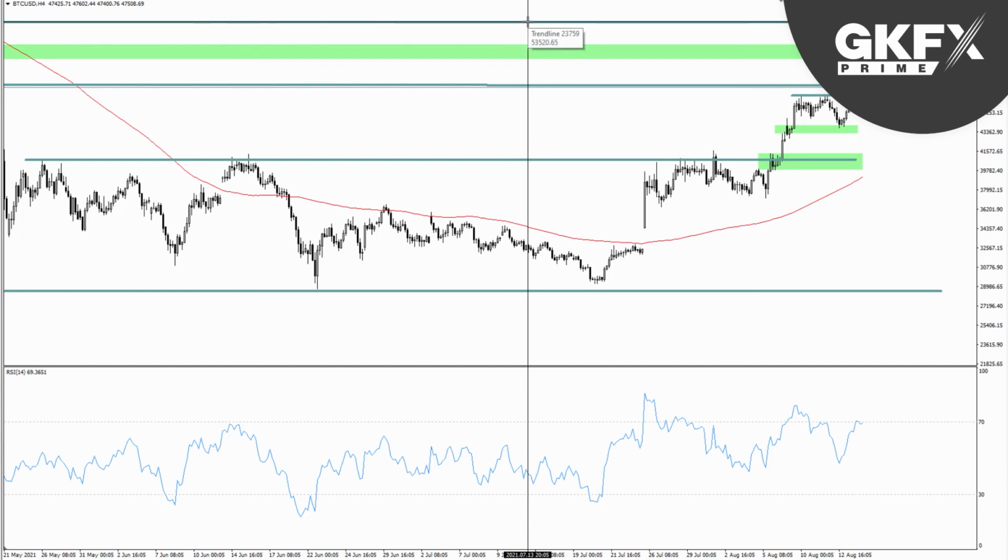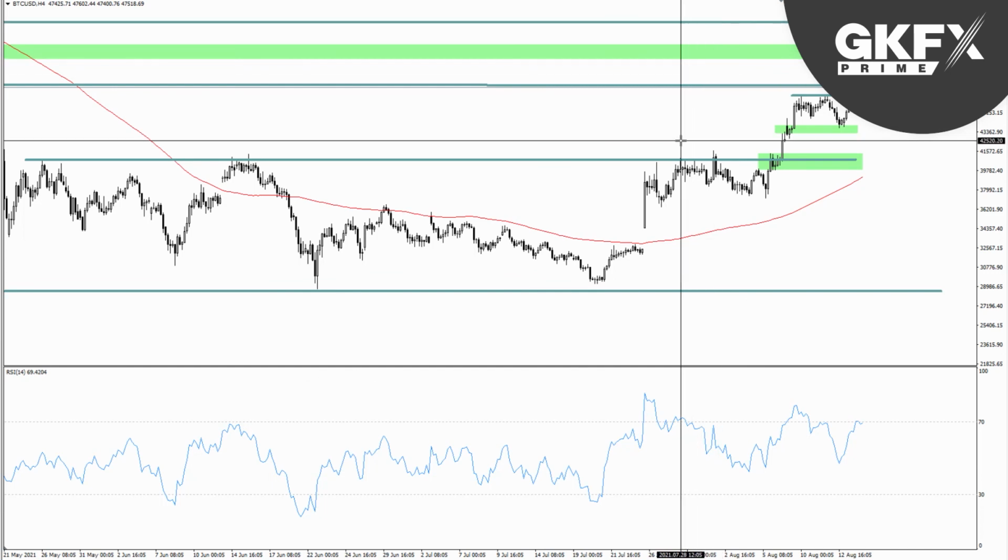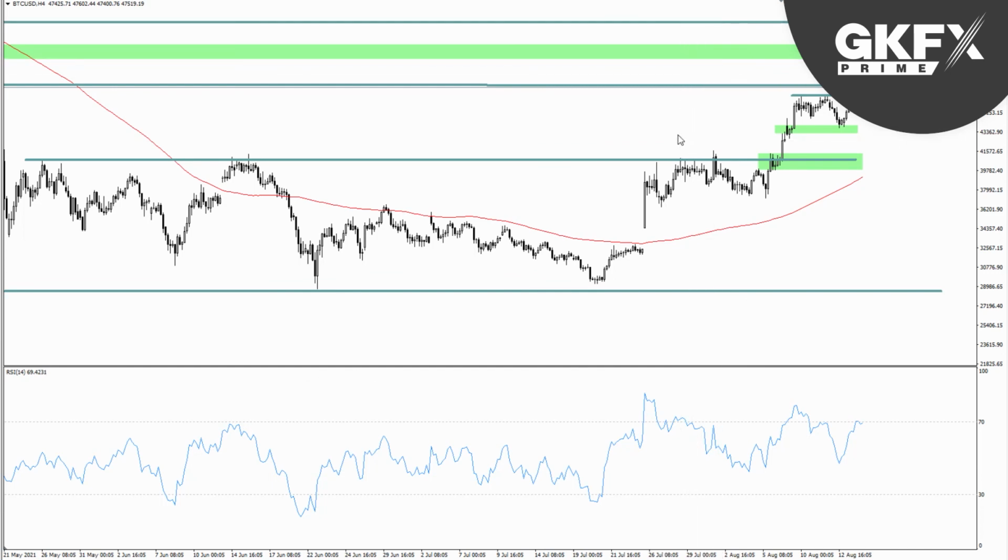Actually, 53,500. So I think the first one, that's what I meant, the first one was 51,000. This zone through here, and then 53.5. At the moment, the trend's higher. We've broken this little short-term line of resistance. We've pulled back to it, rallied up. Let's see if anything more dramatic happens from 47,500.